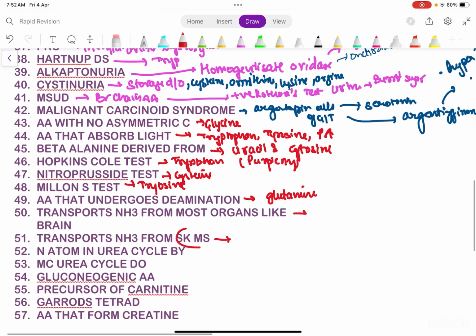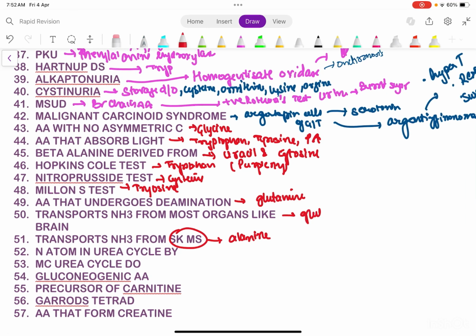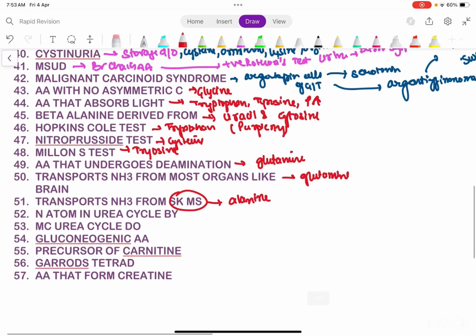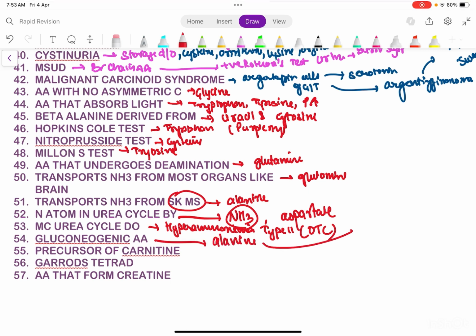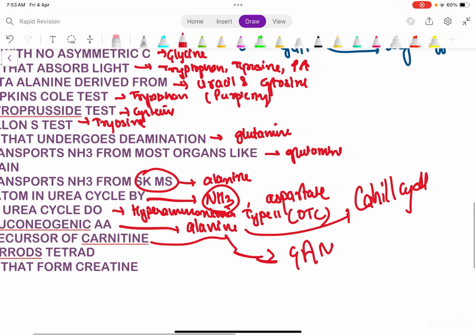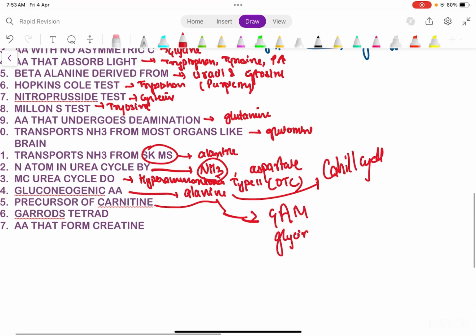Transport of ammonia from most organs like the brain is by glutamine, while from skeletal muscle it is by alanine. Then the nitrogen atoms in the urea cycle: the first is from NH3, and the second nitrogen is from aspartate. The most common urea cycle disorder is hyperammonemia type 2, related to OTC. Then the gluconeogenic amino acid is alanine, because of the Cahill cycle. Then coming on to precursors of carnitine. This is important and very commonly asked.